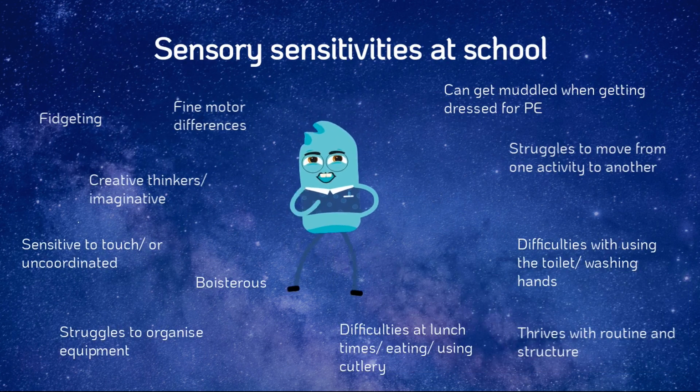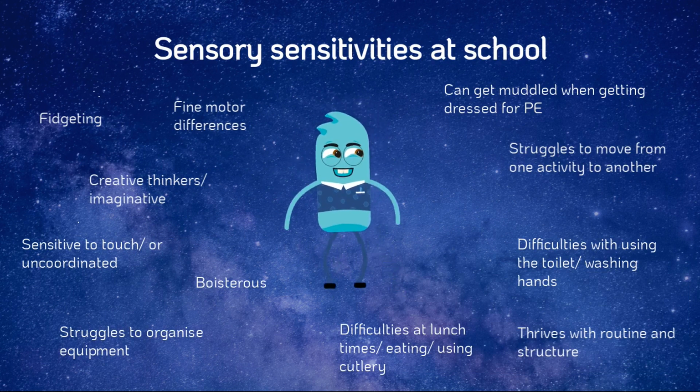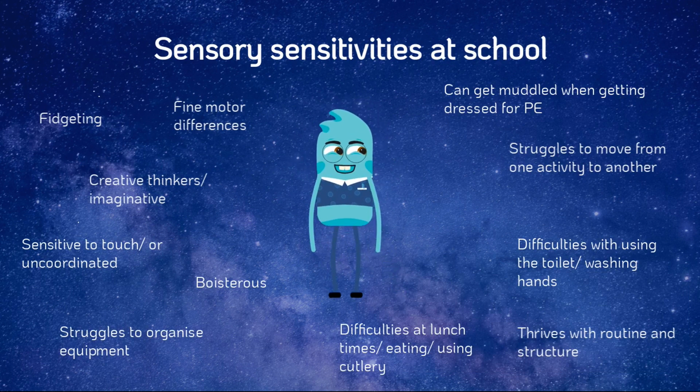So what sort of sensory sensitivities might you see at school? Well, all children and young people are, of course, individuals and will be very different. But some of the commonly seen issues are things such as fidgeting and struggling to stay still on a chair or on carpet time. They may get muddled when getting dressed for PE and struggle to do the task independently. They may have difficulties moving from one activity to another. They could find using the toilet or washing their hands or the sequence of how to wash their hands confusing.